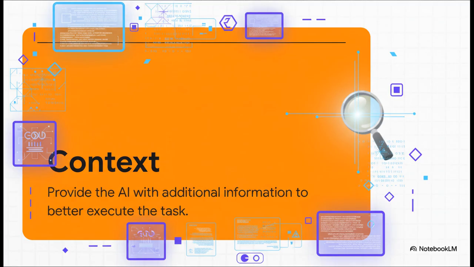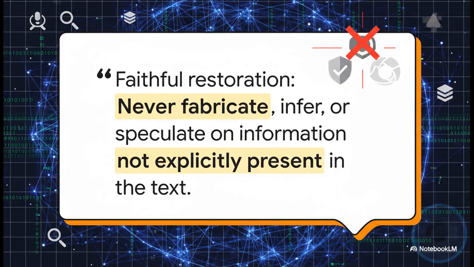Without context, the AI just has to guess, and let's be honest, guessing often leads to some weird mistakes. You're basically providing the why behind the task. Now, this piece of context right here is an absolute game changer. By setting faithful restoration as a core principle, we stop one of the biggest problems with AI, what people call hallucination, which is just a fancy word for making stuff up. We're telling it loud and clear, accuracy is way more important than creativity for this job.